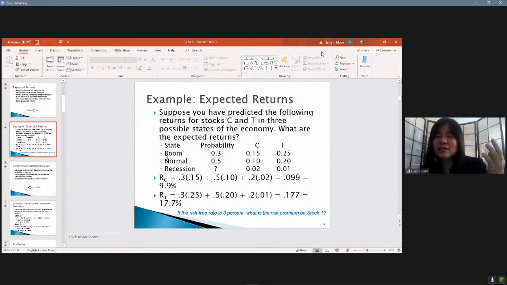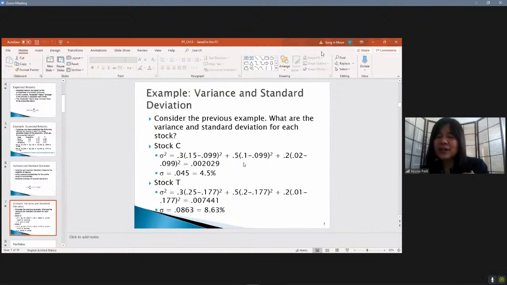recovers, what's the probability of that kind of optimistic scenario? And then what will be the return? And economy is in normal condition, just average base case scenario, what's the probability? And what's the probability of recession? COVID-19 gets worse. And then based on that kind of scenarios, how to calculate the variance and standard deviation, you are going to learn that kind of scenario-based approach in chapter 13.